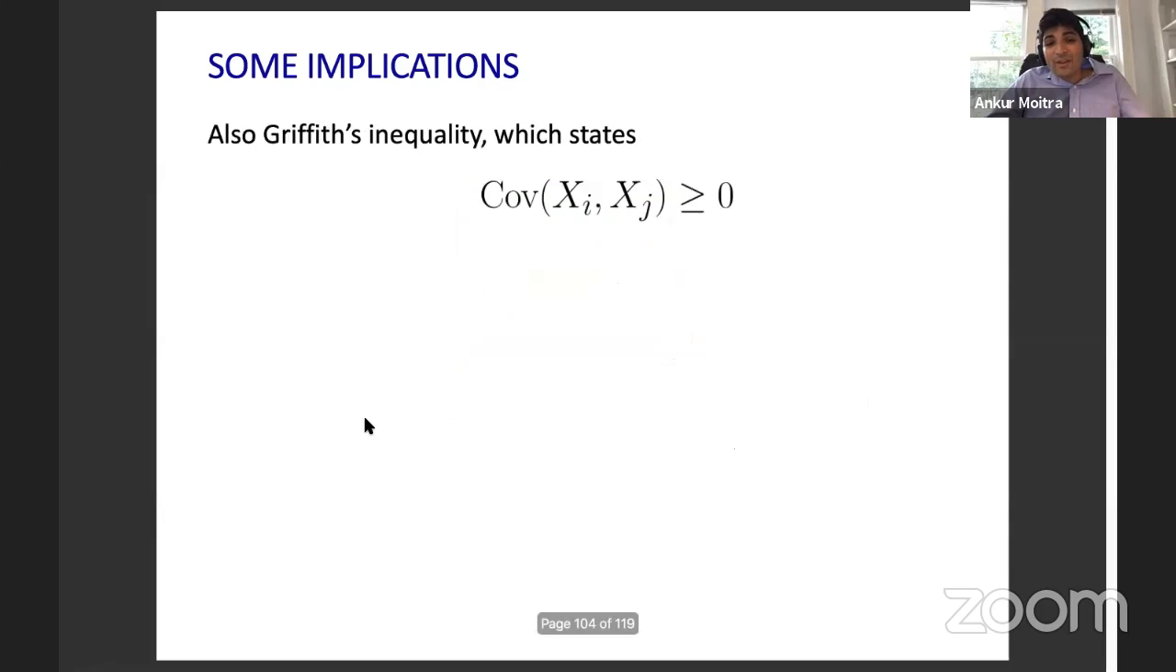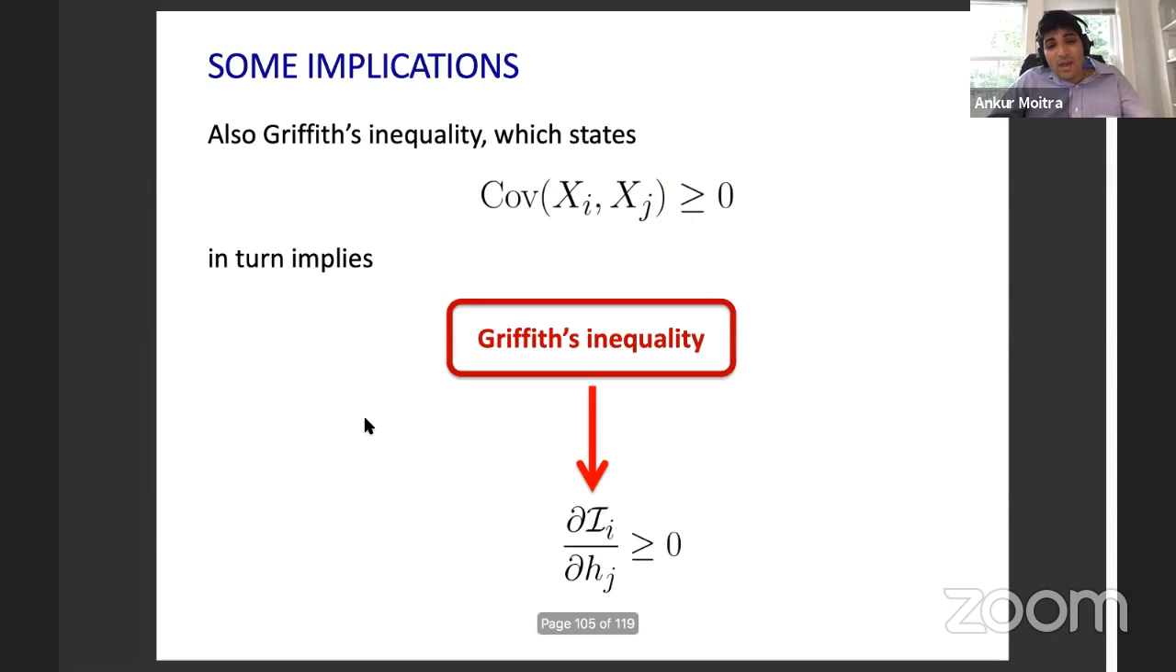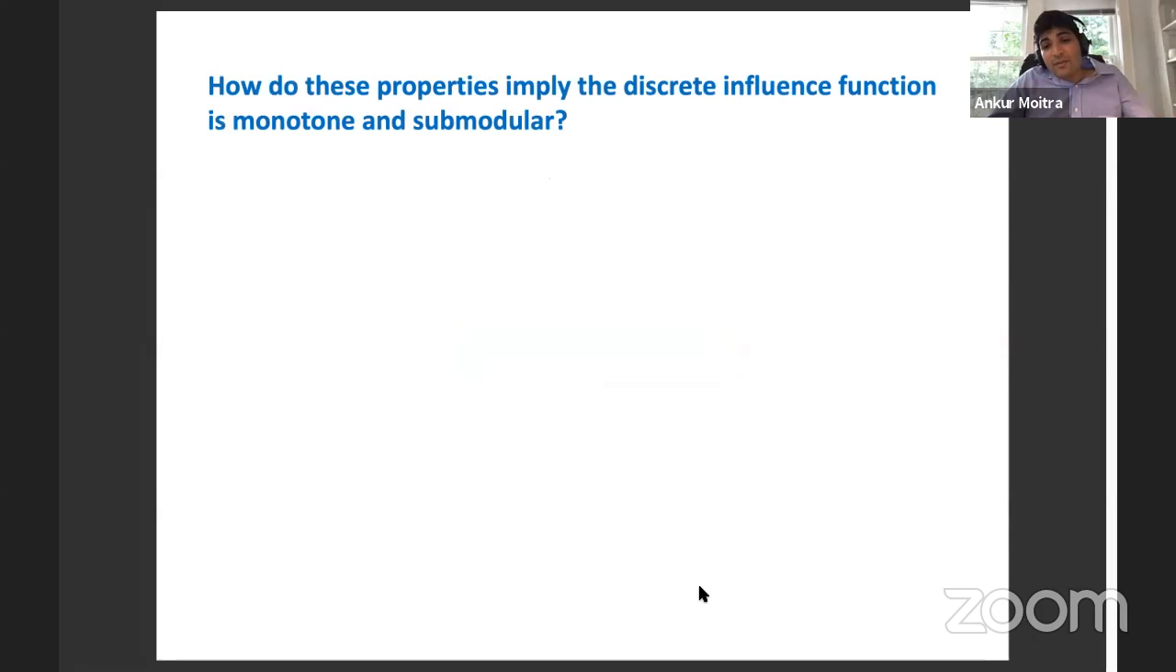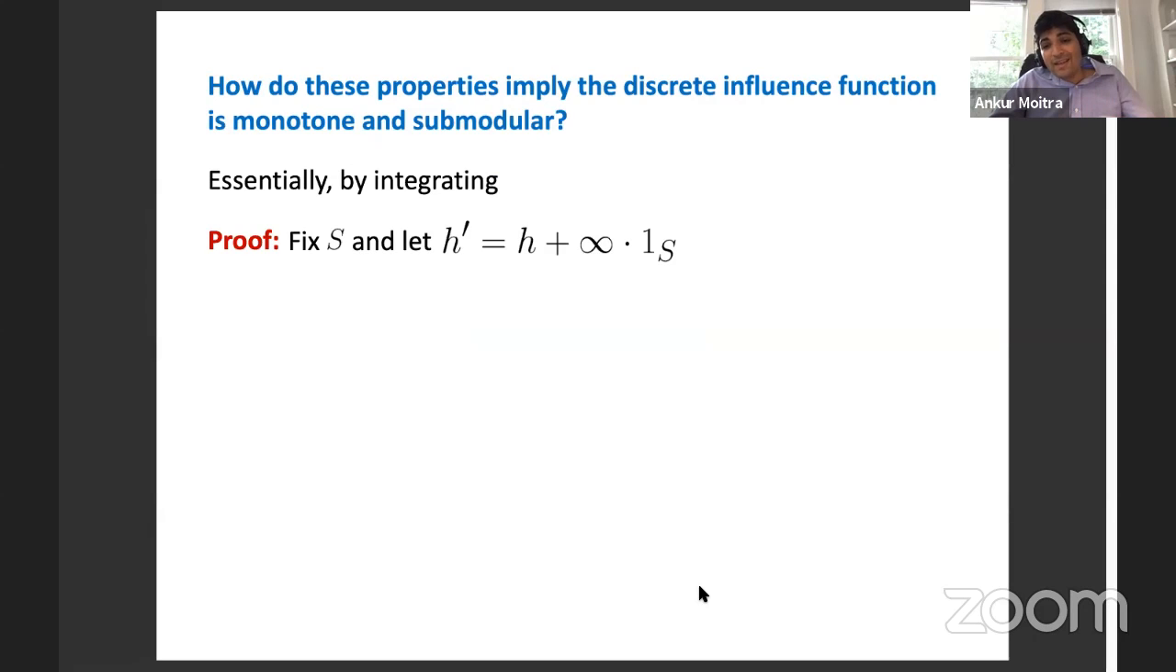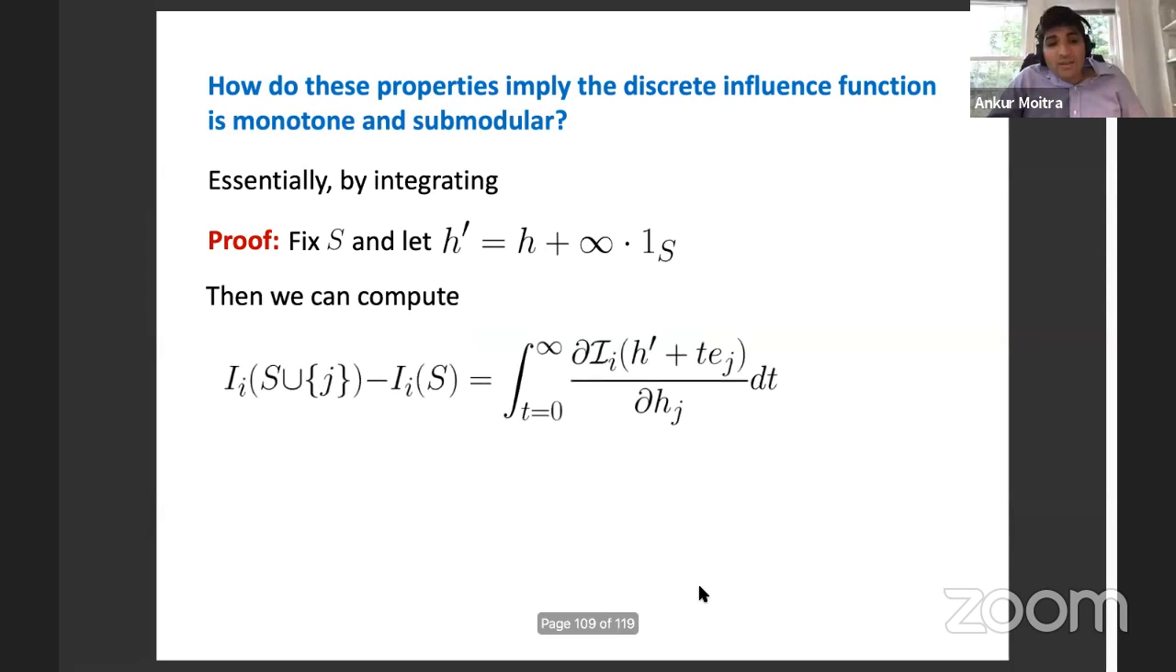So actually what we end up having to do is go the other direction: we have to go from that property of the multilinear extension to submodularity. And I'll also mention that other classic things like Griffiths' inequality also tell you properties about the smooth influence function, like the fact that the partial derivative is non-negative. So it turns out that you can recover submodularity just from these properties of the smooth influence function just by integrating.